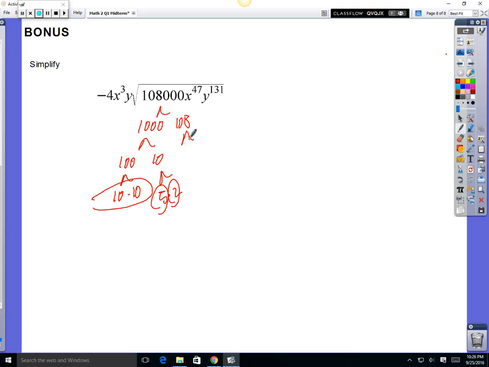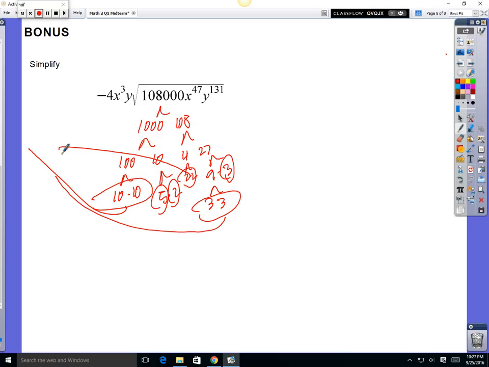108, I'm going to divide that by 4. 4 and 27. 4, that's a square right there, because that's 2 and 2. 27, 9 and 3. 9's a square, because that's 3 and 3. So here's my squares. I'm going to take a 10 out. I'm going to take a 3 out. I'm going to take a 2 out. So with my negative 4 times 10 times, what else did I take out? 2 times 3.